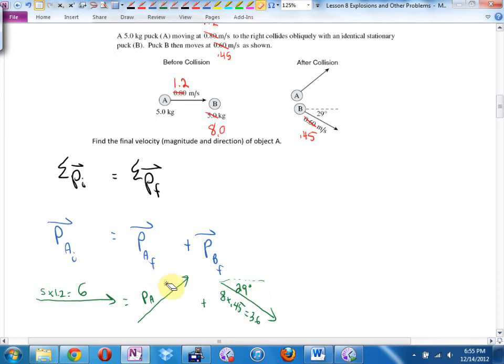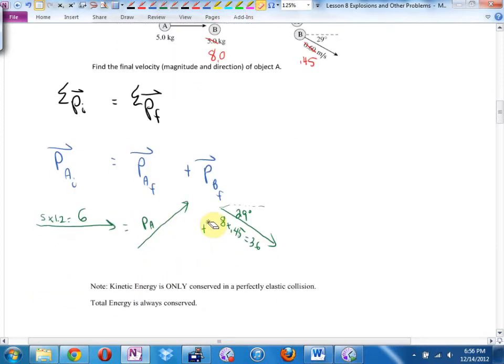You can see that on this side here, I have two lovely vectors. How can I add these together? I can draw them tip to tail, which I'm going to do up here. We're going to end up with mystery momentum A final, plus 3.6. And I know that they add together to give me a horizontal resultant. I know that this is 6. They told me that this angle right here is 29 degrees.